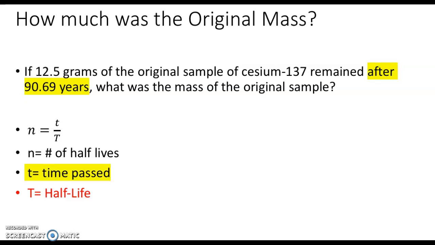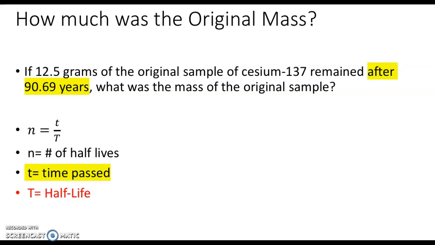Now, reading this problem, I already know my time passed. Why? Once again, I see that keyword after. So I'm going to highlight that in yellow. Now, as I'm looking at this, I don't see anywhere that can give me my little t, and I see nothing in the problem that says my number of half-lives is 4 or 5. So that means I need to either look for my half-life or calculate my half-life.